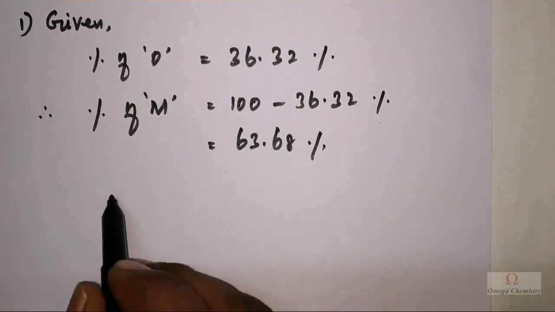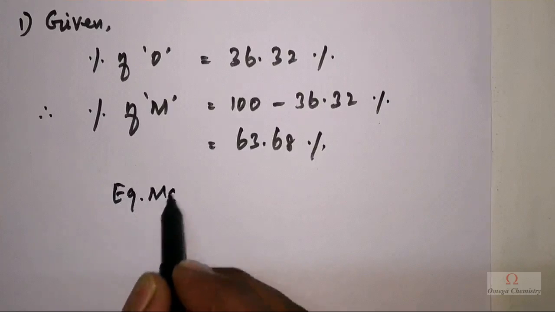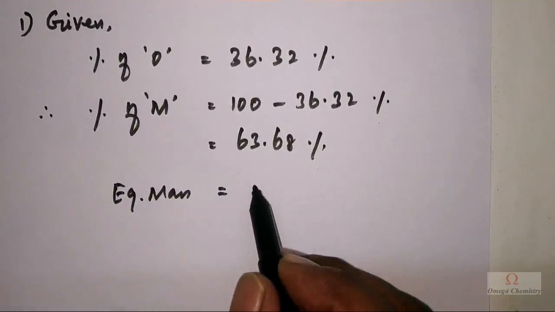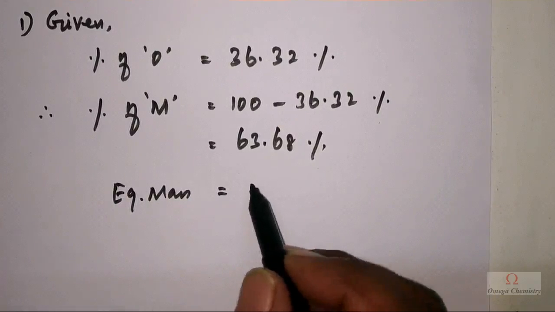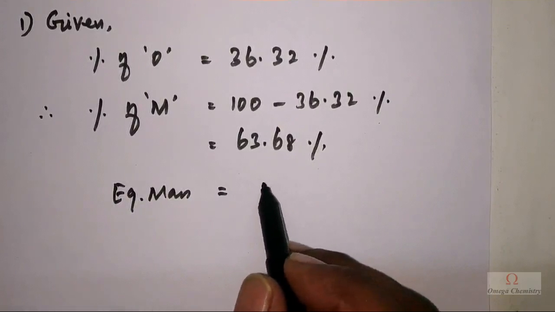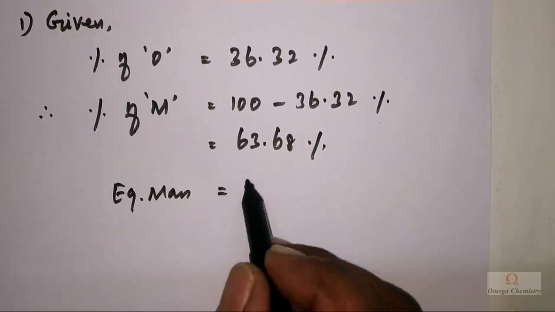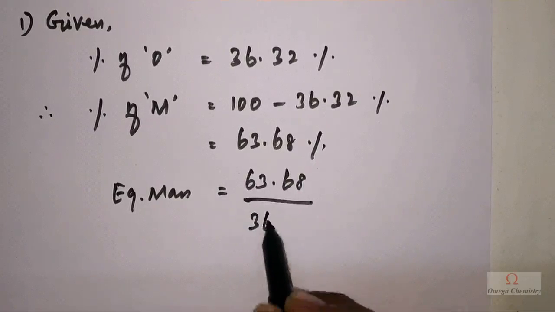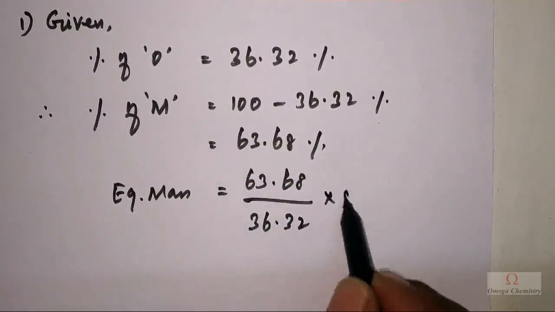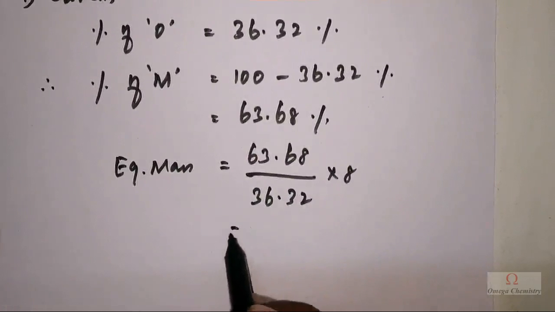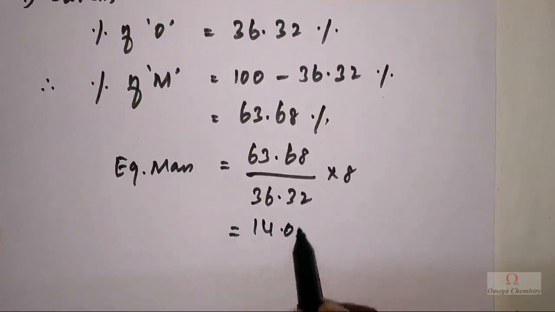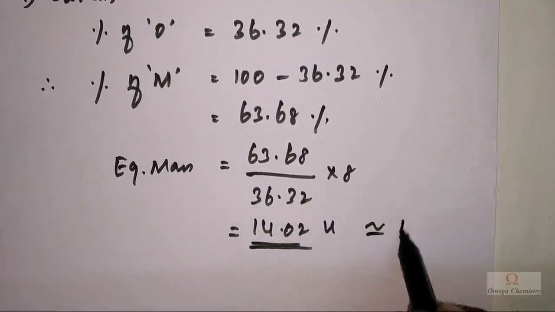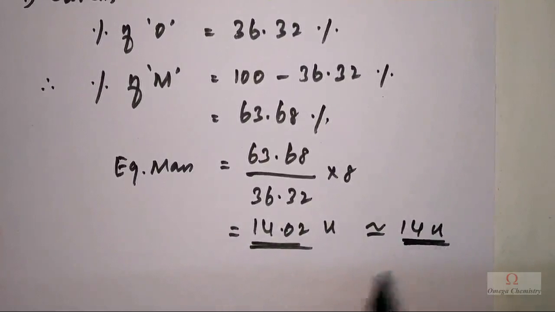So from which I can calculate equivalent mass. Equivalent mass is equal to percentage of metal by percentage of oxygen into 8, or amount of metal by amount of oxygen into 8. So it is just like 63.68 divided by 36.32 into 8. If I do that, I will get a value of 14.02 unified mass, which can be approximated to 14 unified mass. Okay, this is our value.